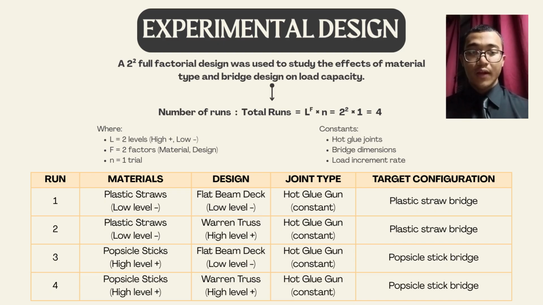Run 1 serves as our absolute baseline using low-level plastic straw and a flat deck. Run 2 introduced the high-level Warren Truss design to the plastic straw. And Run 3 tested our high-level popsicle sticks material on a flat deck. And finally, Run 4 combined both high-level variables, popsicle sticks with a Warren Truss design, while keeping our hot glue joint and structural dimension entirely constant throughout.